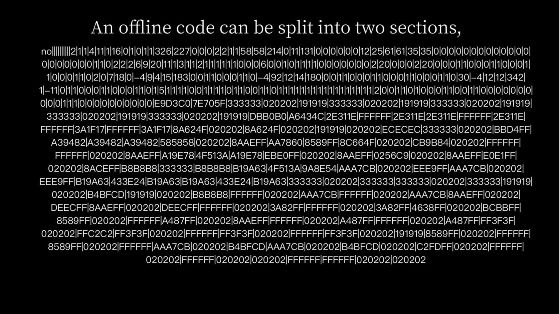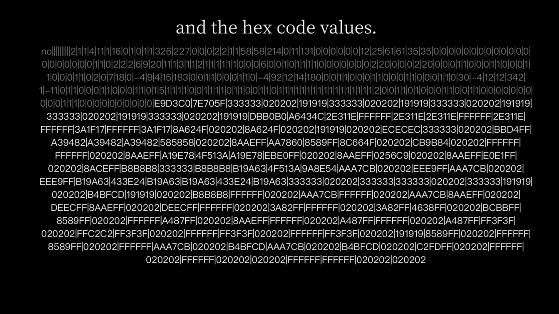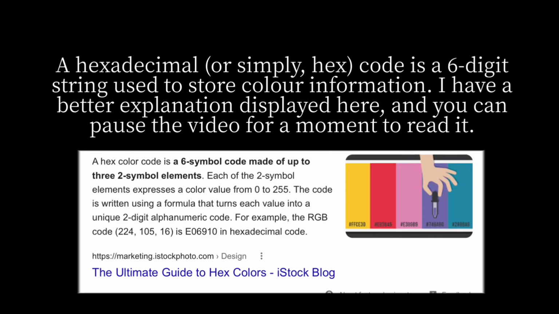An offline code can be split into two sections: the ID and positioning values, and the hex code values, which we'll be talking about. If you don't know what a hex code is, a hexadecimal, or simply hex code, is a 6-digit string used to store color information. I have a better explanation displayed here that you can pause to read.